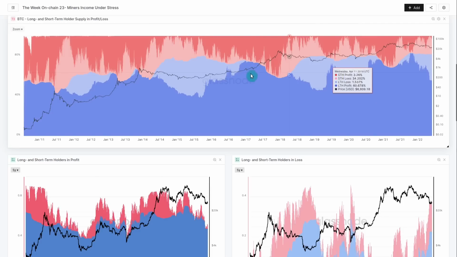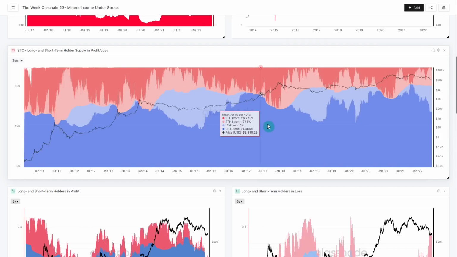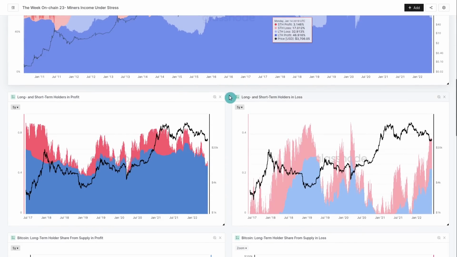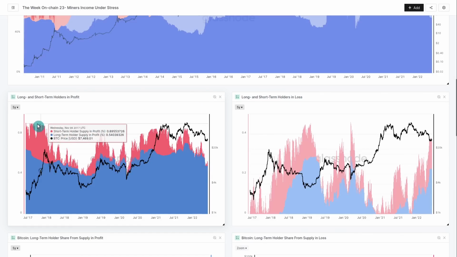So we're also going to look at the profit and loss held by the long and the short-term holders. I'm actually going to zoom in on these two particular charts. This one up here we've looked at before. We're looking at long-term holders in blue, short-term in red. The darker colors are the coins that are held in profit as a percent of supply, and the lighter colors are coins held in a loss. Now I'm going to break those apart into the profit on the left-hand side and the loss on the right-hand side. So we're looking at those individual components here.